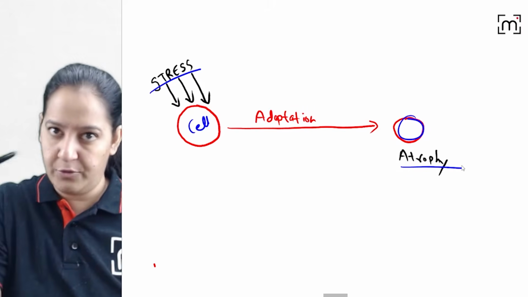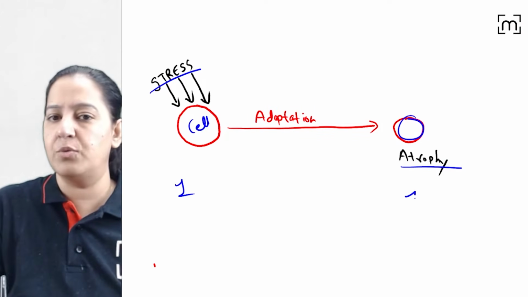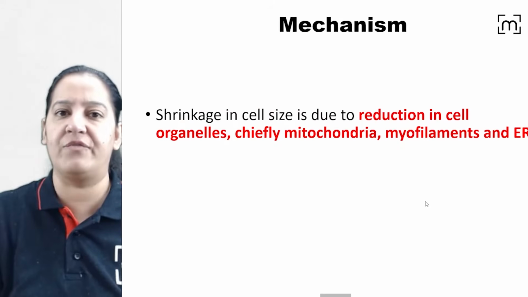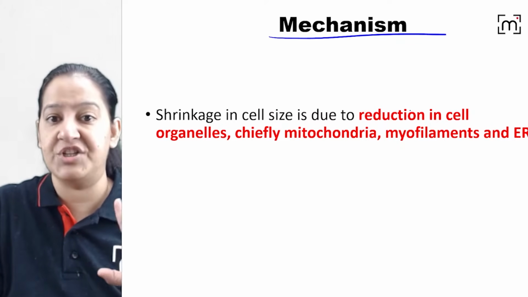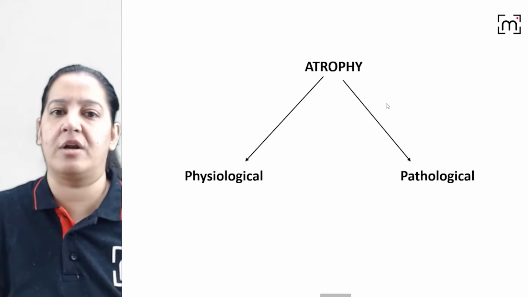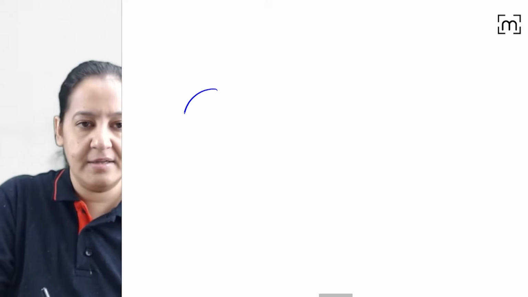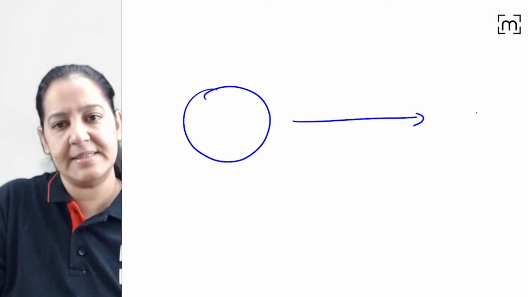Definition, you know, diagram you can draw. Here also one cell, here also one cell. It is decreased in size as a part of adaptation. But what is the mechanism? The mechanism is not shrinkage. It is the reduction in structural component. You got my point? So here there is a cell, it decreased in size.